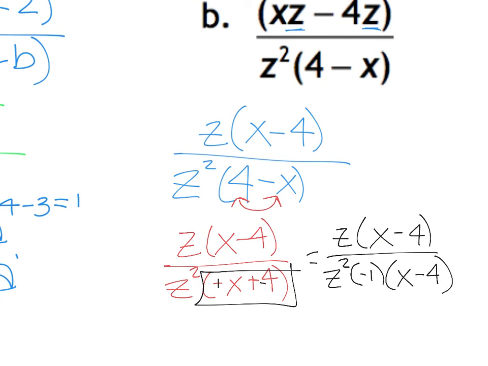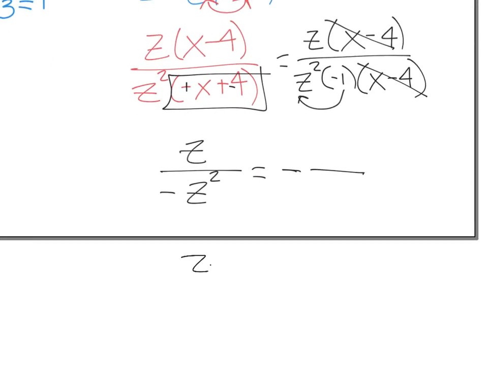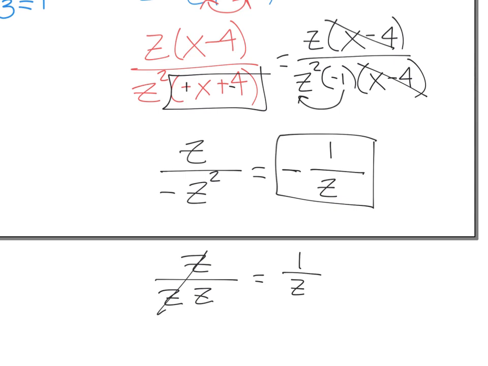So now I have x minus 4 in the numerator and denominator, so I can cancel those out, leaving me with z over negative z squared. That negative 1 I just took and multiplied with my z squared, so you can just write that out front of your fraction. And now remember, this really means we have z over z times z. So these will cancel. We need a placeholder in our numerator, so we still have 1 over z. And that would be our final answer here. So our answer would be negative 1 over z.